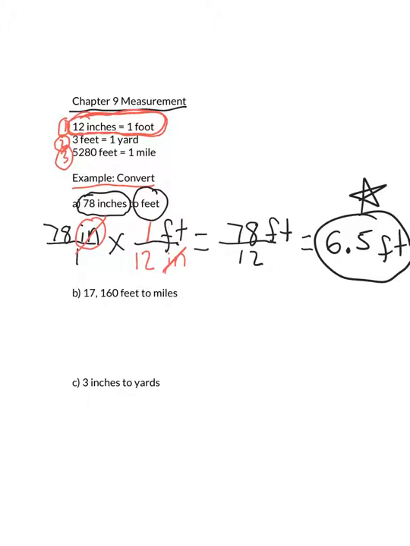Let's try another one. Example B says to convert 17,160 feet to miles. So step one, let's get our multiplying fractions set up and ready to go. We first skim the equations they gave to us in the original question, and we ask ourselves, did they give us both units, feet and miles, within the same equation? If not, that's okay. It just means there's a little bit more work.